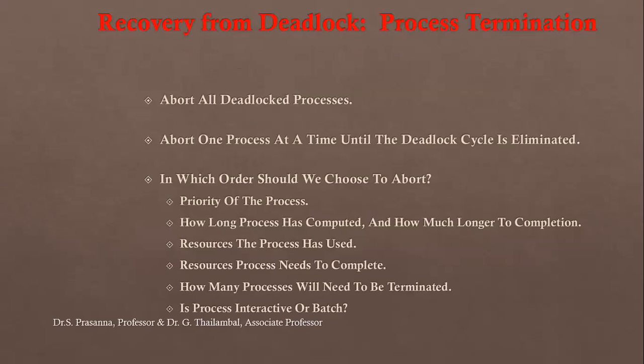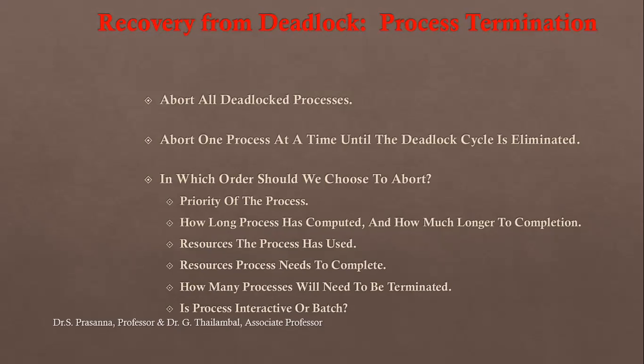Recovery from deadlock: process termination. Abort all deadlocked processes, or abort one process at a time until the deadlock cycle is eliminated. In which order should we choose the process to abort? Priority of the process: if it has lower priority, we can abort it. How long the process has computed and how much longer to completion: if it takes longer, we can abort it. Resources the process has used, which are needed by more processes, means we can abort it. Resources the process needs to complete: if the requisition of resources is larger and they are held by many processes, then we can abort this process.